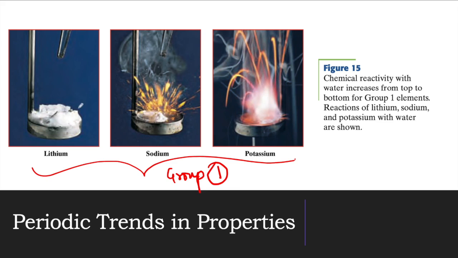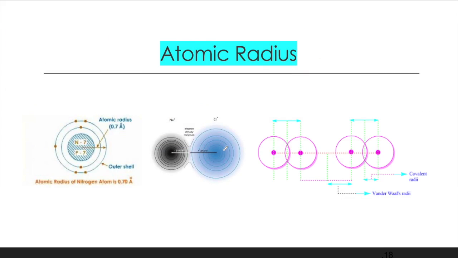So to understand why lithium reacts less vigorously with water as compared to sodium or potassium, or why potassium reacts so violently with water, we need to understand the properties and their trends in a periodic table. So the first property that we are going to look at is the atomic radius.